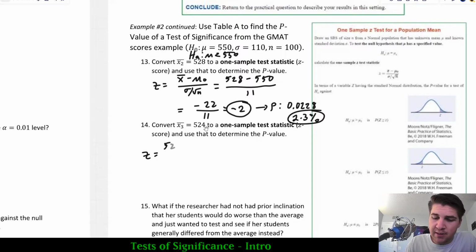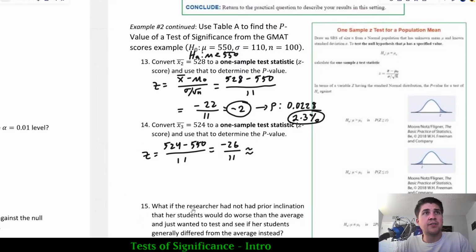But let's say we wanted to know what's the z-score for a 524 sample mean. Again, doing all the math, that's not going to come out exactly evenly, because that would be a negative 26 over 11. And we could toss that into a calculator to see what that would be. So let me go over here and do that. 26 divided by 11. And that is about 2.36. And remember, we want to round that. If we're going to be using a z-table, we want to round that to the nearest hundredth, because that's all we can do. And again, that should be negative. Sorry. Don't forget your negative. That will mess up your stuff.